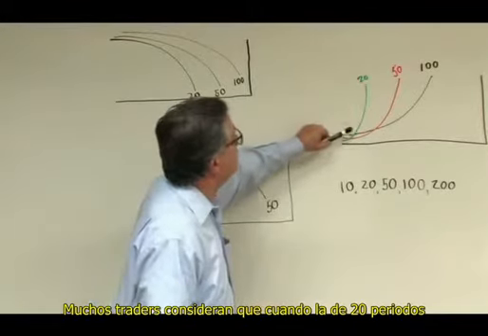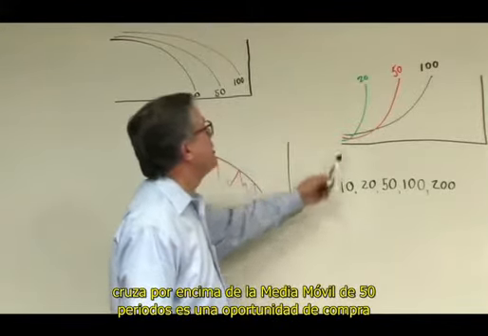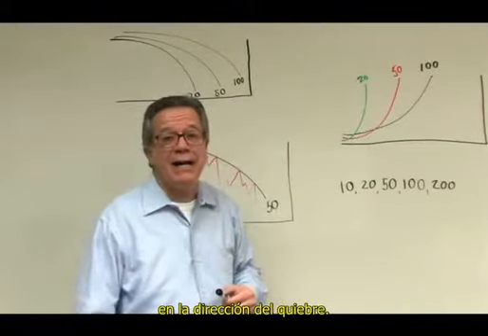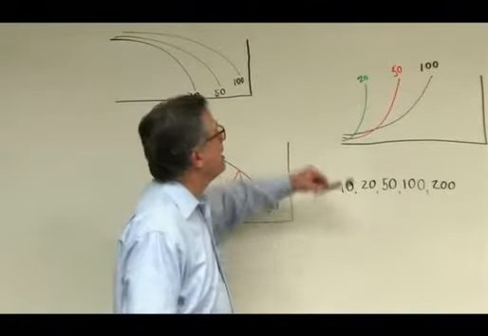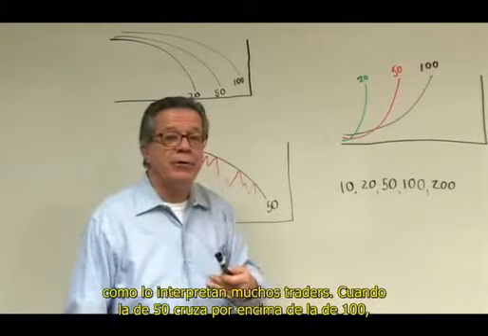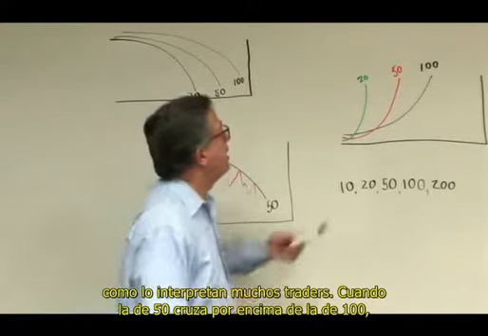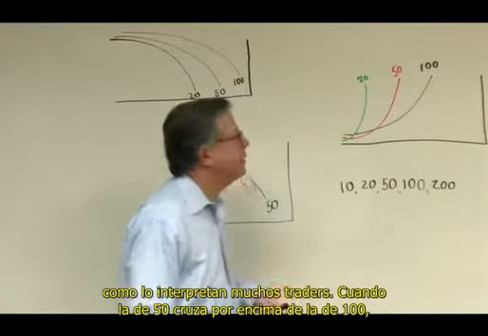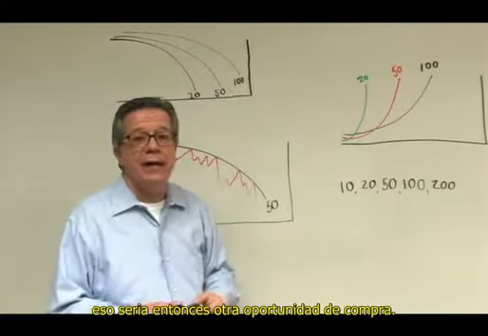When the 20-period crosses over the 50-period moving average, many traders would take that as a buying opportunity in the direction of the cross. And then when the 20 crosses over the 100, there's another buying opportunity as interpreted by many traders. And then when the 50 crosses over the 100, that would be, again, another buying opportunity.